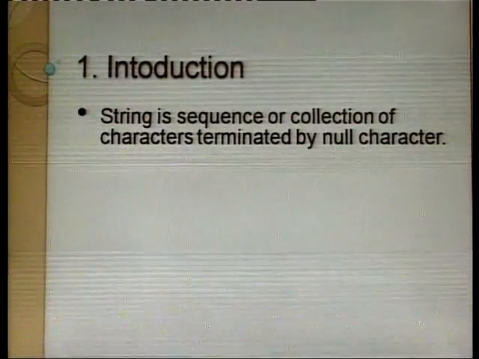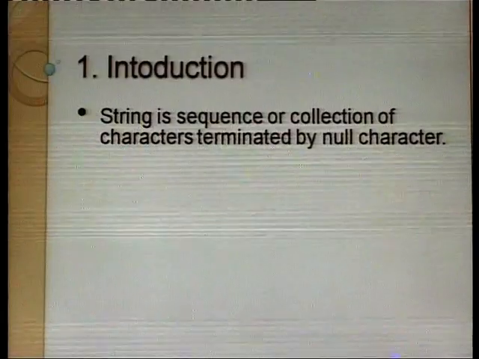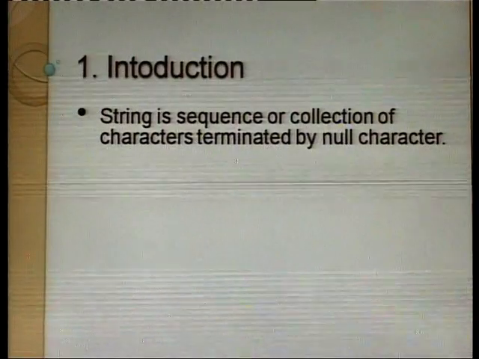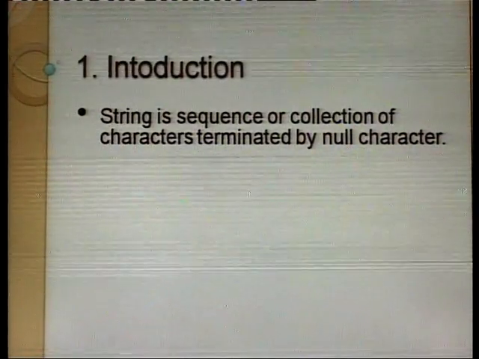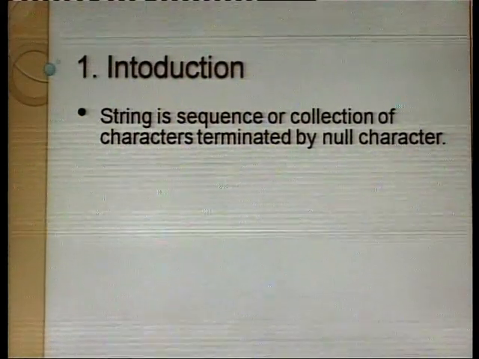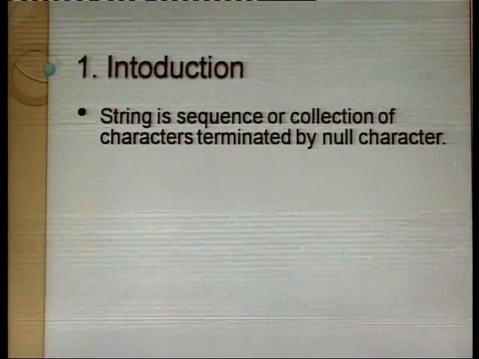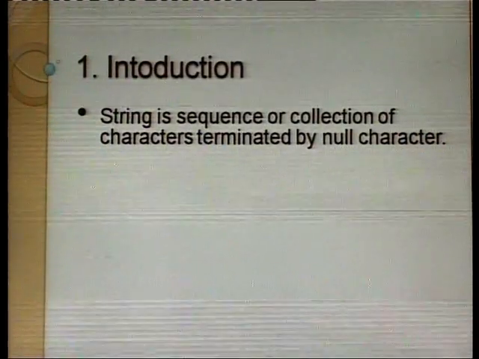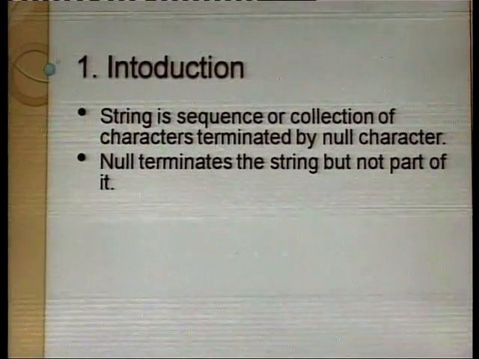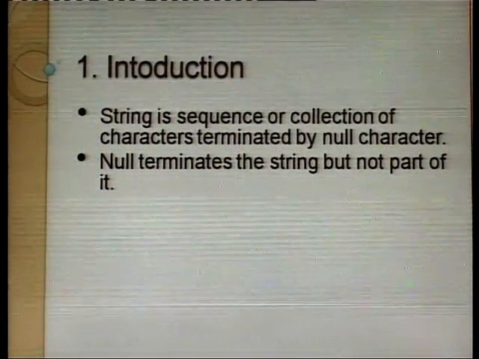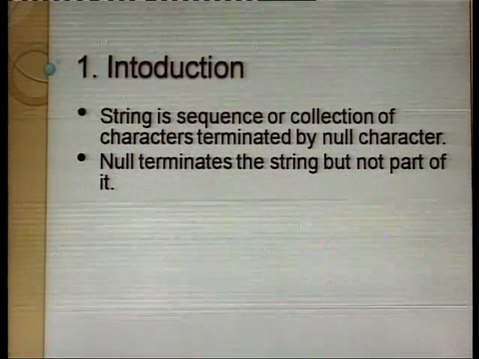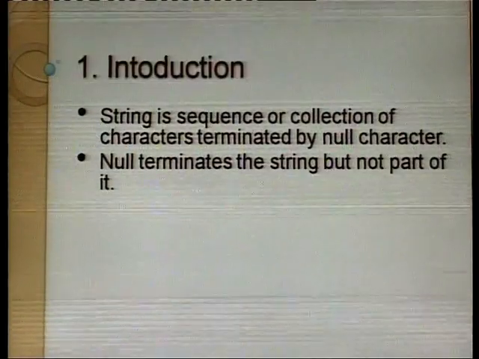What is the definition of string? A string is a sequence or collection of characters terminated by a null character. Means if we have A, B, C, these all are characters, and 1, 2, 3, 4, these all are characters. When we combine these characters, the collection of characters together is known as a string. But every string ends with the null character. The null character indicates the termination of the string. So null terminates the string but is not part of it. Null can be provided by the compiler, that is, directly assigned to the strings.